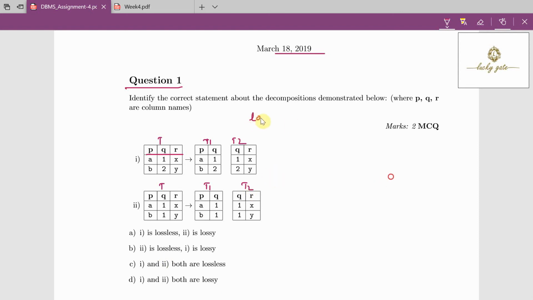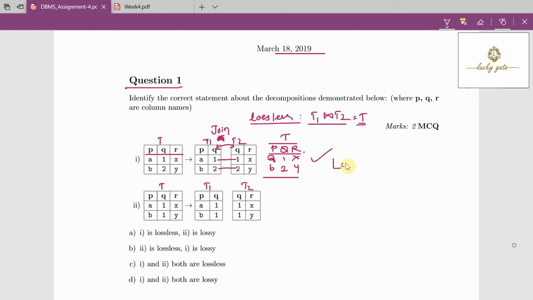We can say a decomposition is lossless if and only if the join of the two decomposed relations gives the original relation. Then we can call the decomposition lossless. We'll check each of the options. First, we'll perform the join of T1 and T2. The join of T1 and T2 will be based on the common attribute with the equality condition Q equal to Q. Now look, A1, 1 equal to 1 matches, 2 equal to 2 matches. So the result is PQR, that is A1X, B2Y. This is T. So the first decomposition is lossless.